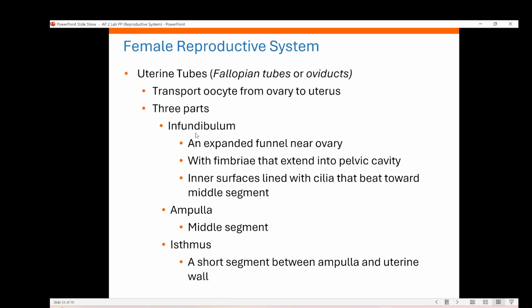Okay, so again, the infundibulum is the expanded funnel portion. It has the fimbriae that extend kind of into the pelvic cavity, and these fimbriae help to move the oocyte into the fallopian tube. Think of them like little fingers, just kind of enticing the oocyte to come into the infundibulum. The ampulla, like I said, is the middle segment. If you want to mark down, this is the usual site of fertilization. And then the isthmus is the rest of the fallopian tube extending into the uterus.